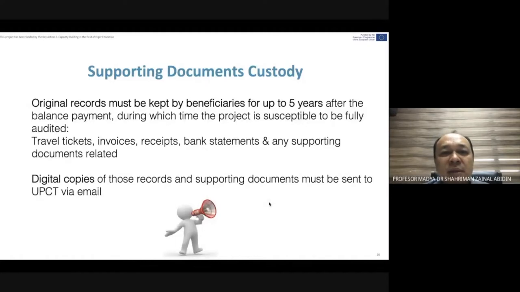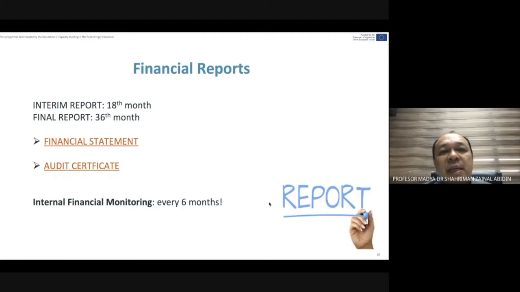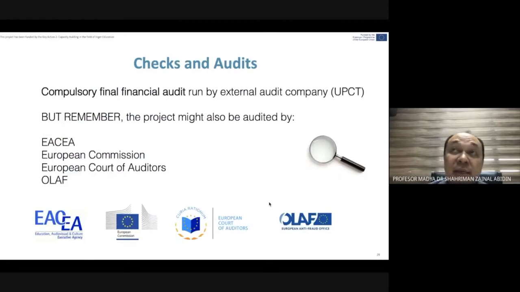And then supporting document custody: original records must be kept up to 5 years, including tickets, flight tickets, invoices, receipts, bank statements, and digital copies we also have to keep, emails, do not throw them away. And then the action will be the object of continuous monitoring and supervision by the agency, that is desk monitoring and field monitoring. And then for financial reports, we have to submit an interim report at 18 months and the final report. Meaning there are two important reports to make sure the budget goes to the coordinator. And an internal financial monitoring report every 6 months. The coordinator will check in Google Drive whether we have uploaded or not.